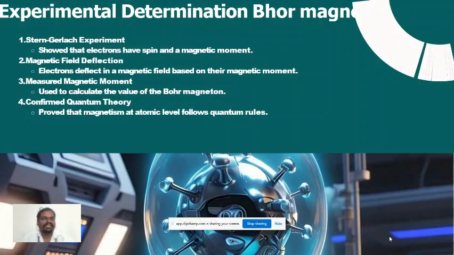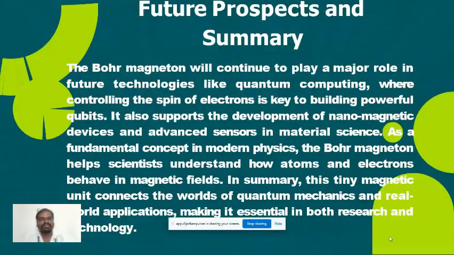Magnetic field deflection: electrons deflect in a magnetic field based on their magnetic moment. The measured magnetic moment is used to calculate the value of the Bohr magneton. It confirmed quantum theory and proved that magnetism at the atomic level follows quantum rules.